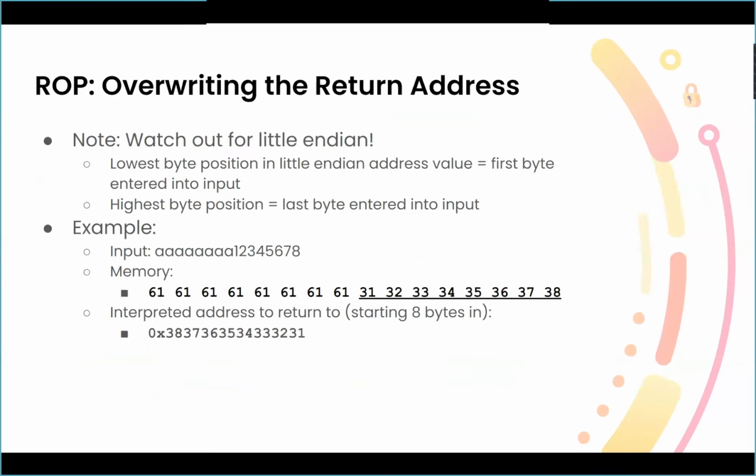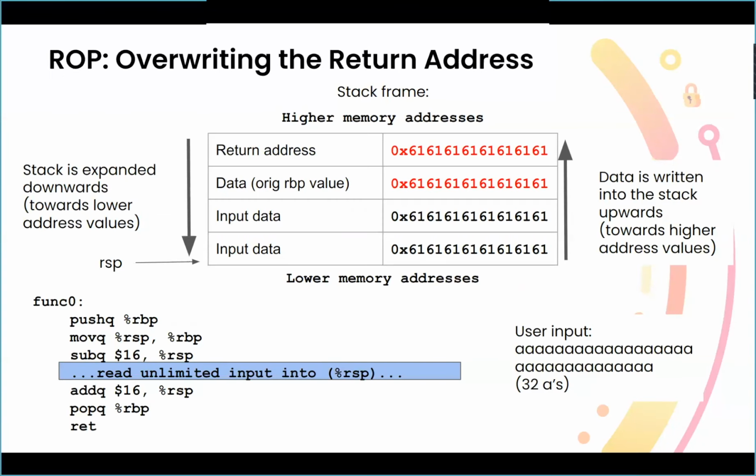And then, basically, as our function executes to the ret, it will try to return to hex 616161 whatever, because that's what overwrote the return address.